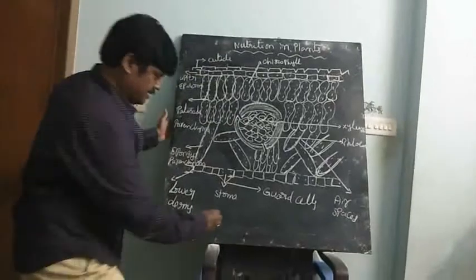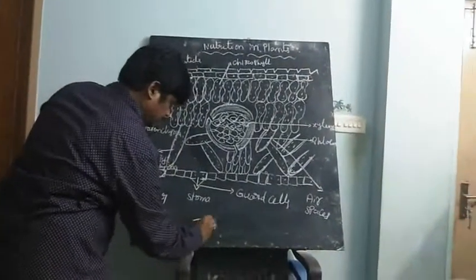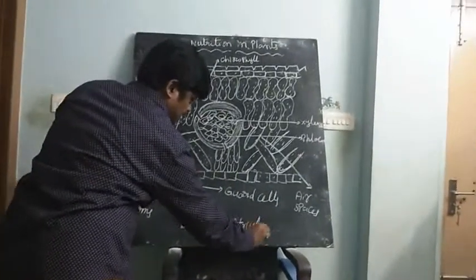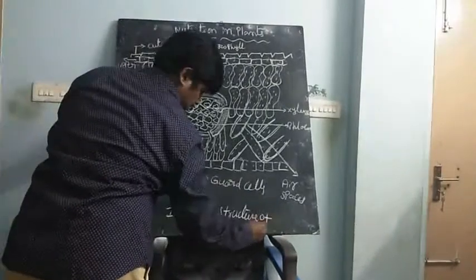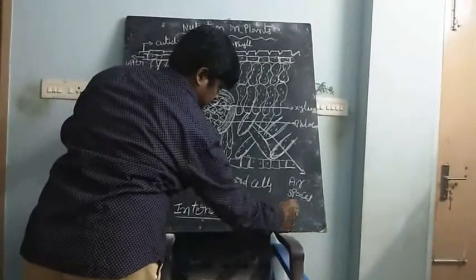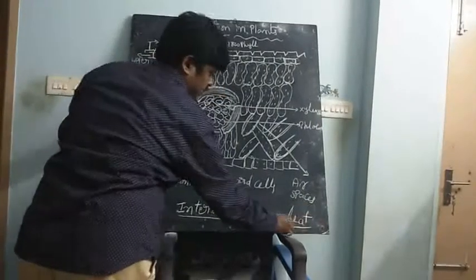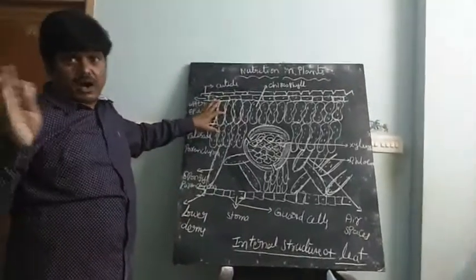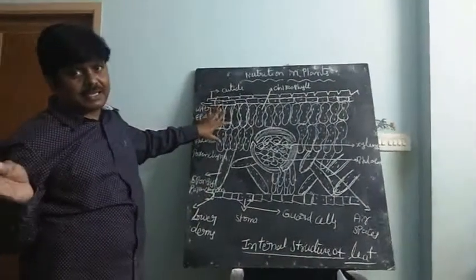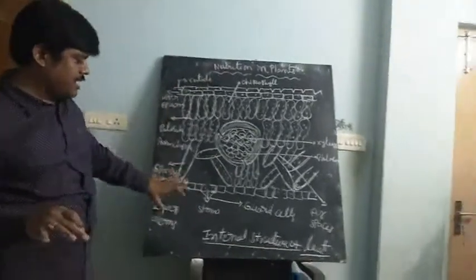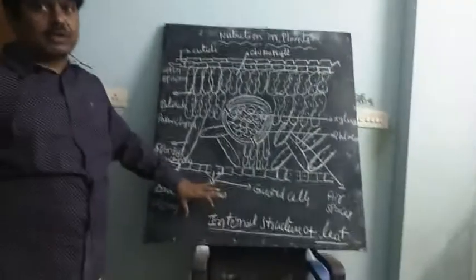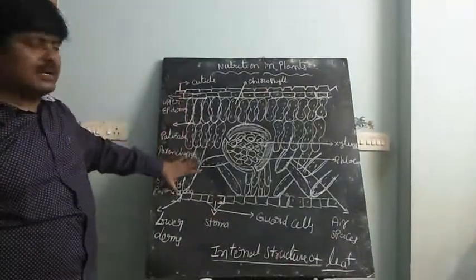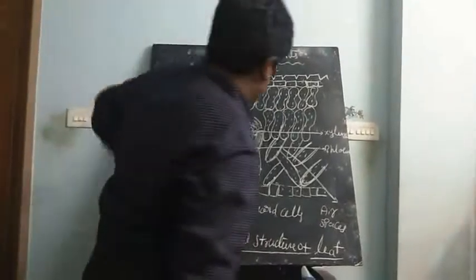This is the internal structure of a leaf. Already we clearly described the external structure and even the structure of stomata. This is the internal structure of the leaf. It is clearly presented. Look at what parts are present.